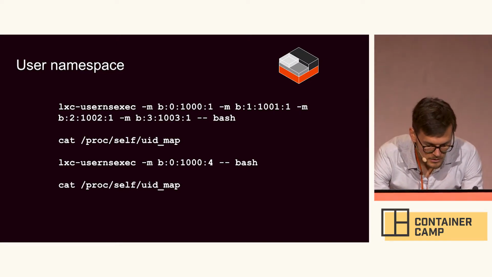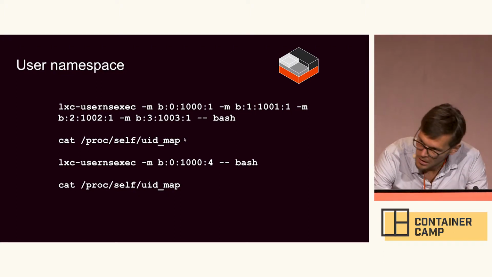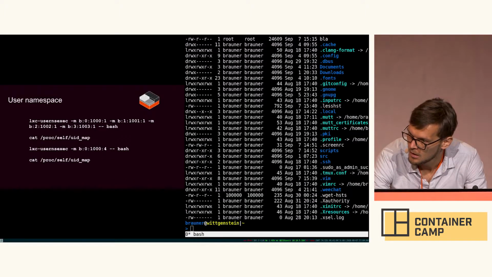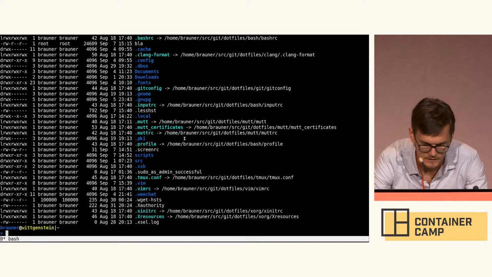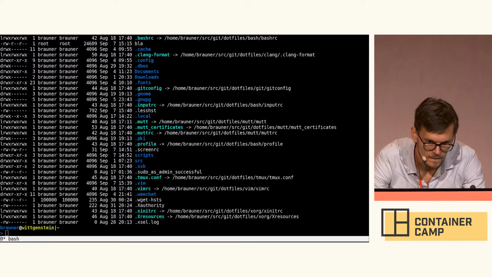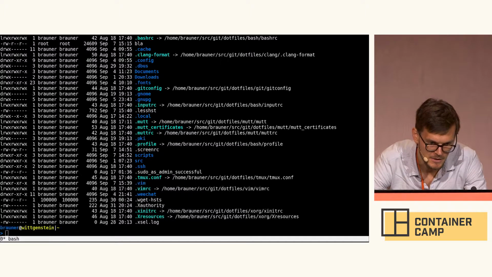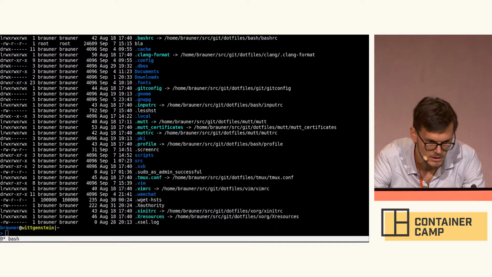Okay, so I can give a little demo if that works. What do I mean by this mapping thing I keep talking about? Well, essentially this.